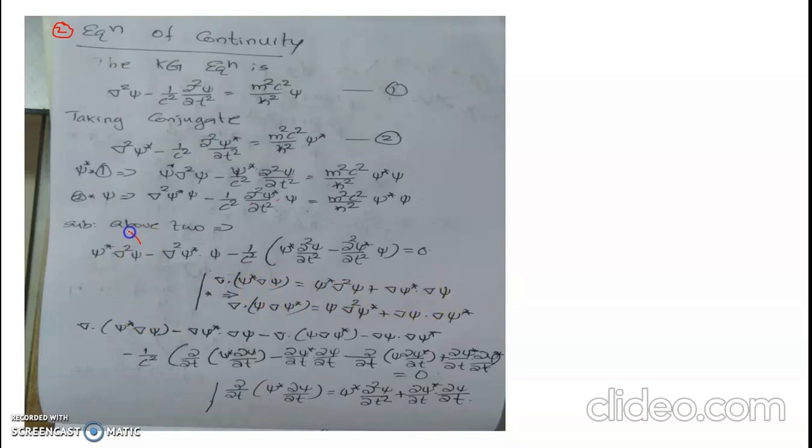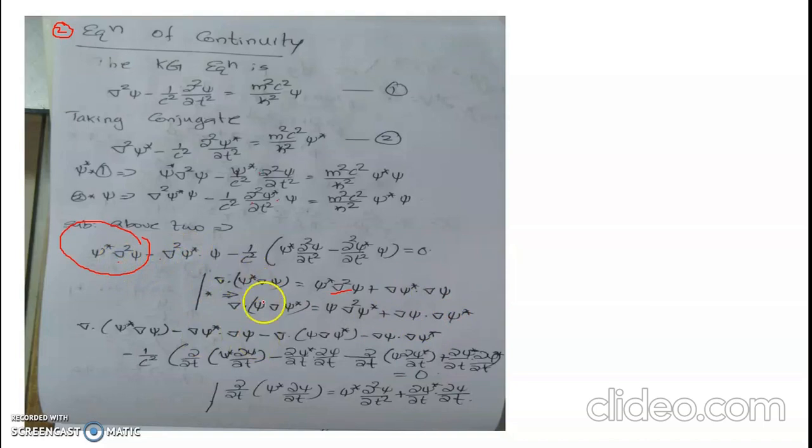And we require a substitution for psi star del square psi. So we take this term: psi star del square psi equal to del dot psi star grad psi minus grad psi star dot grad psi. And once you take the complex conjugate of this equation, we obtain del dot psi grad psi star equal to psi del square psi star plus grad psi star complex conjugate, that is grad psi, dot grad psi complex conjugate, that is grad psi star.